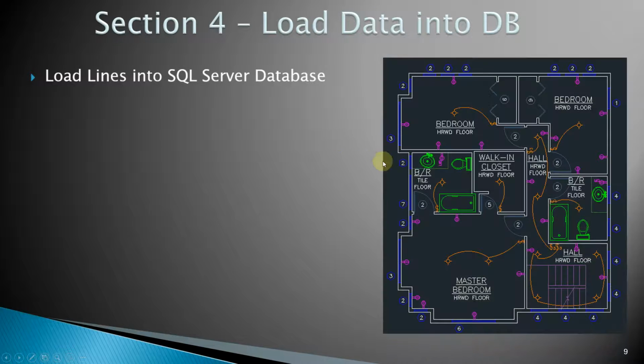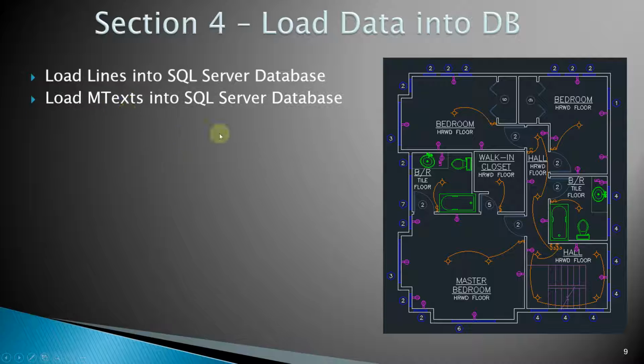If we look into our drawing, this will be a drawing that we'll be working on. Some of the line objects here are this staircase. We will extract all the line properties, and then load them into the SQL Server tables. That will be followed by the Mtext. All of this information here, all the labels for each of the rooms, will also be loaded into our Mtext table.